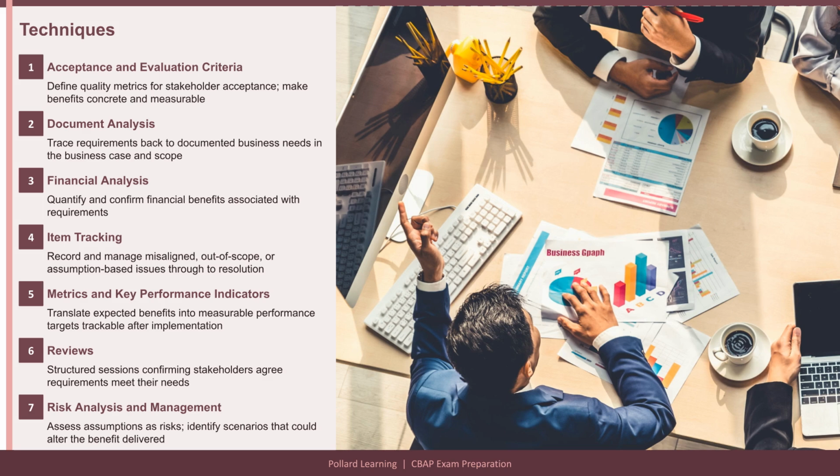Item tracking. This technique ensures that any problems or issues identified during validation are managed and resolved. When a requirement is flagged as misaligned, out of scope, or based on an unconfirmed assumption, item tracking provides the structured mechanism for recording the issue, assigning it to the appropriate person, monitoring progress toward resolution, and confirming closure before the requirement set moves forward.